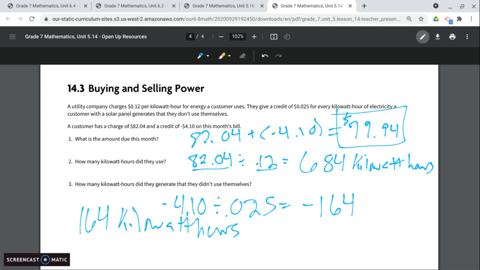So your keyword for this lesson is reciprocal, because we're looking at multiplicative reciprocals and things. So if you guys have any questions, feel free to ask.